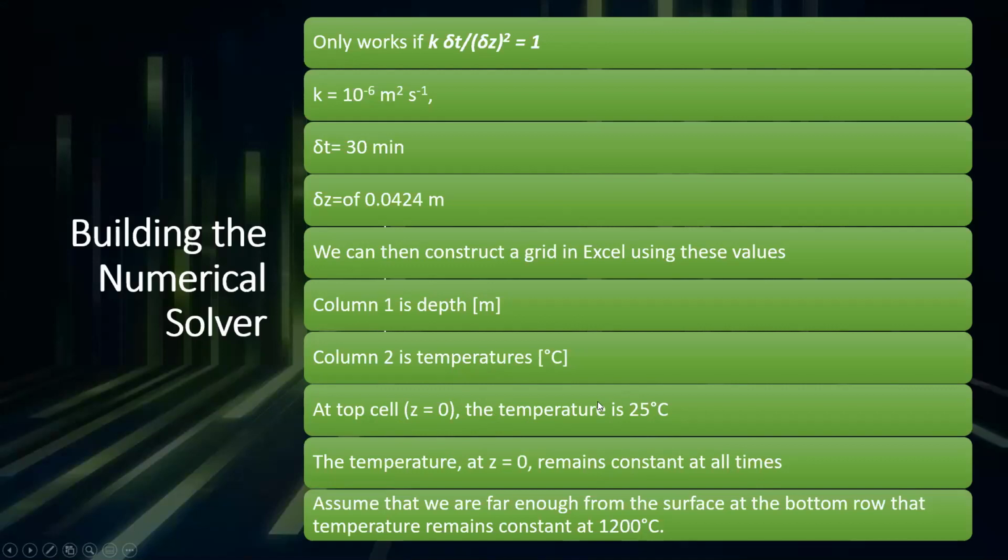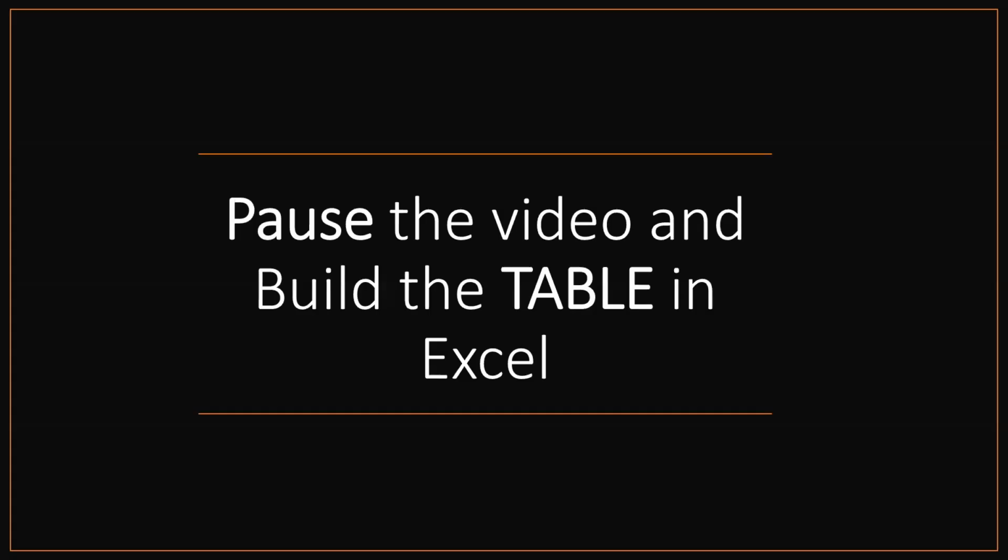So we're just not going to take into account the heat going from bottom to top. And assume that we are far enough from the surface at the bottom row that the temperature remains constant at 1200, which is what I already explained in the previous slide. Okay, now pause the video and build the table in Excel. And we'll be right back.